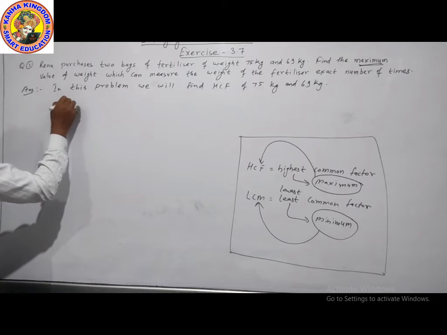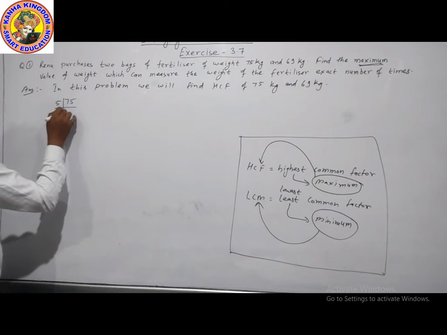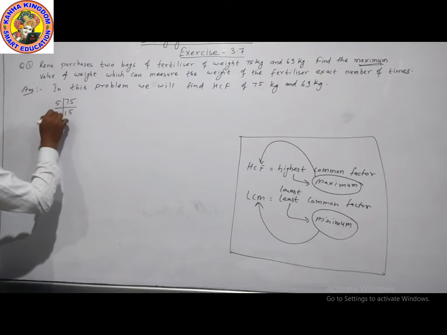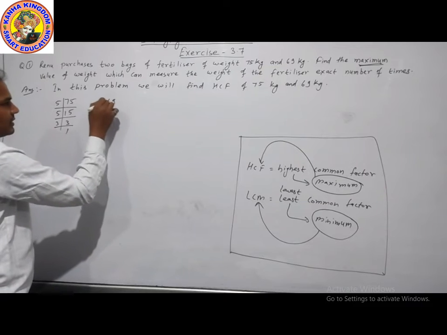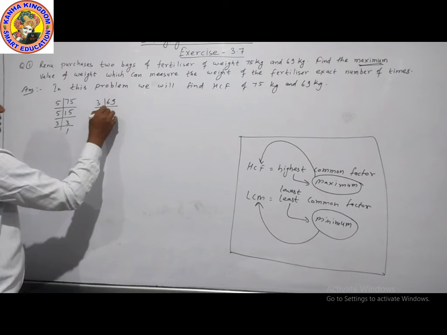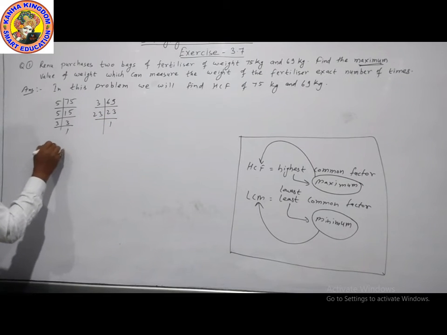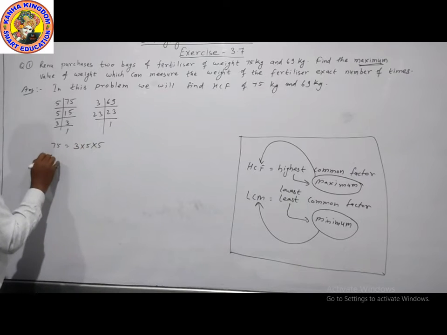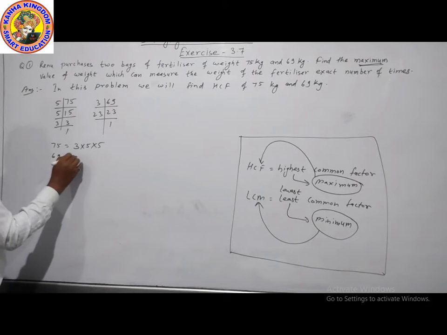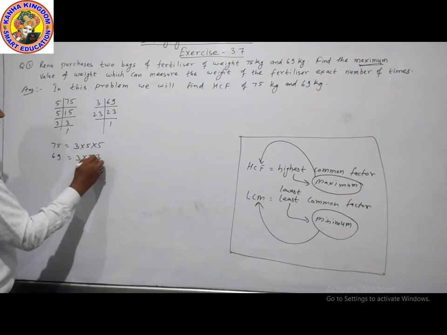Taking prime factors of 75. First of all, we will divide by 5. 5 times 5, now 5, 3, 3, 1. Then 69, 3 times 23. 23 is a prime number. So factors of 75 is 3 into 5 into 5. Factors of 69 is 3 into 23.